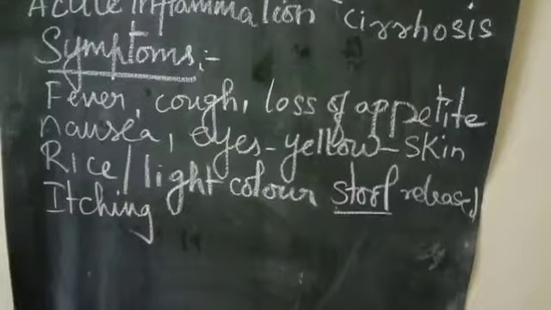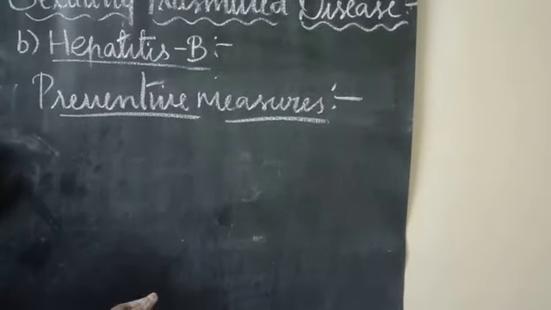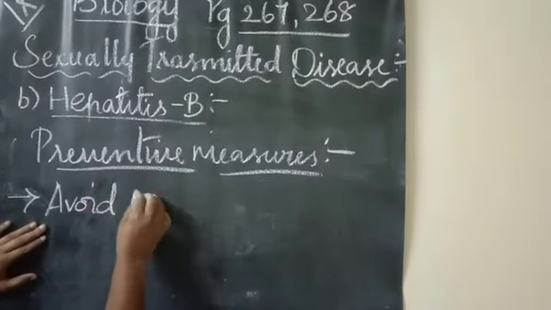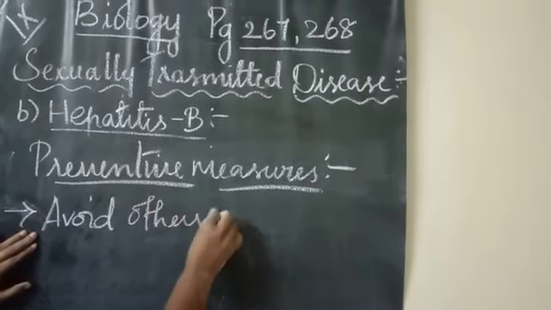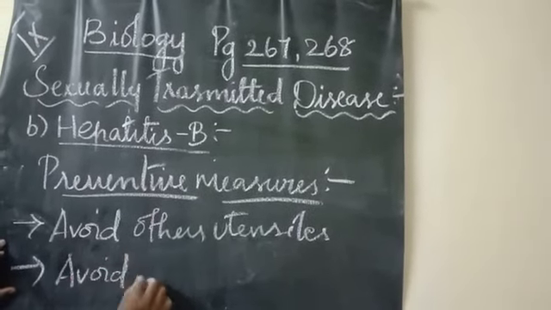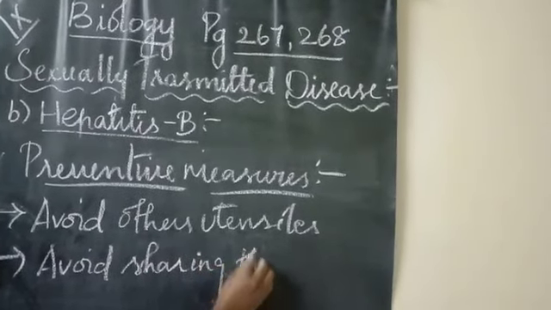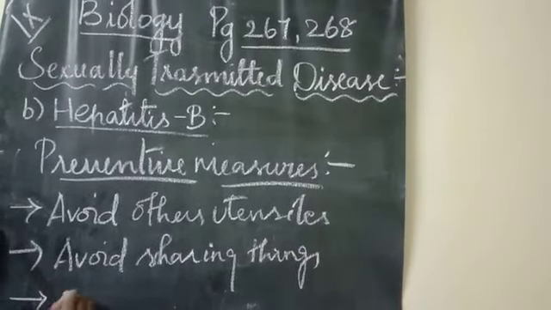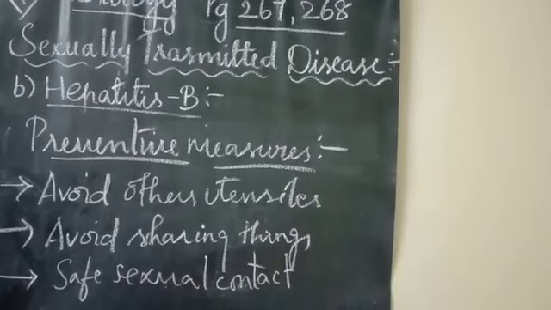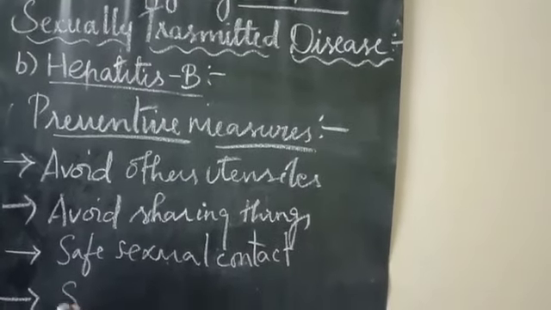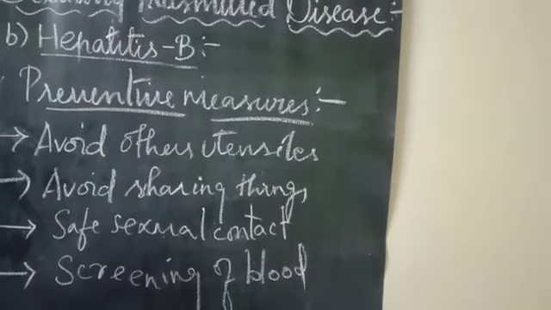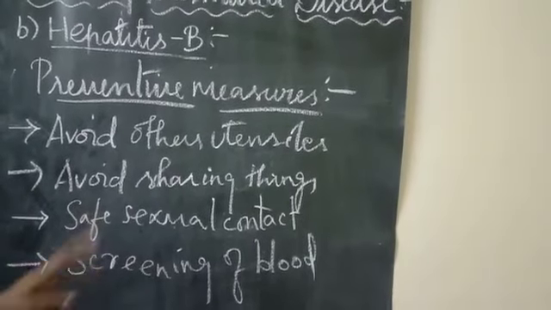Clear, children? The preventive measures we have seen for AIDS, the same preventive measures we have to follow. One is avoid using others' utensils. Then avoid sharing things. And then have safe contact. Blood transfusion screening: before donating blood or before receiving blood, we have to screen the blood. So these are the symptoms and measures we can see.